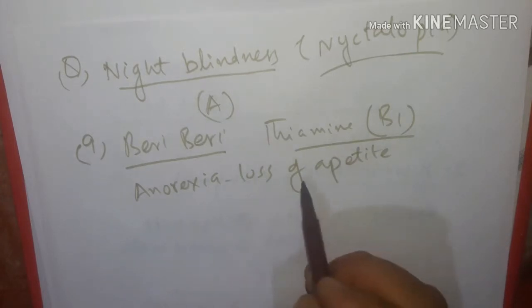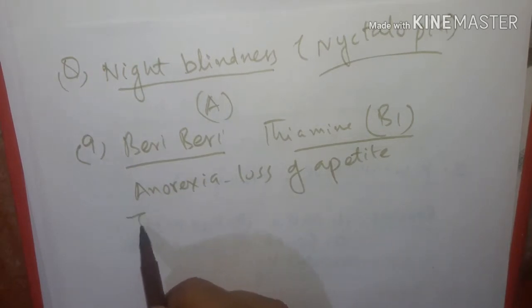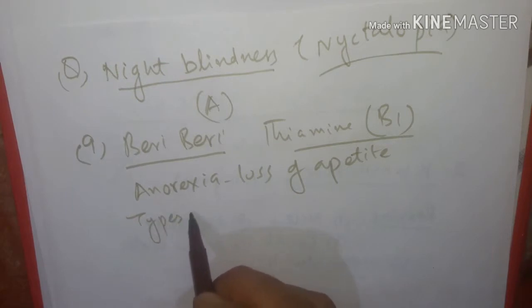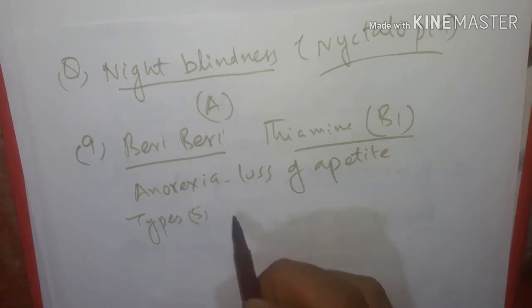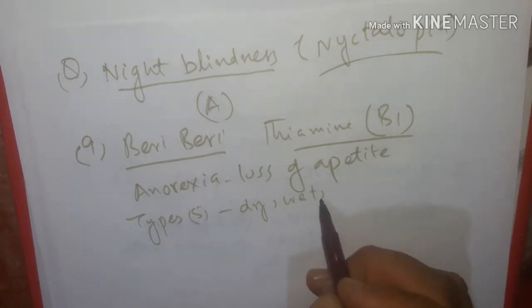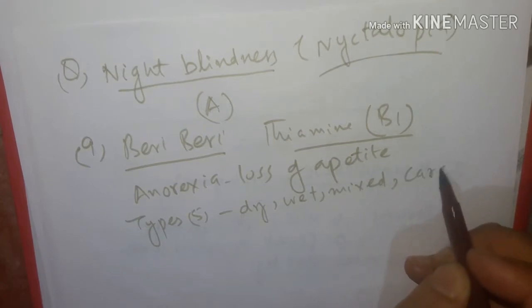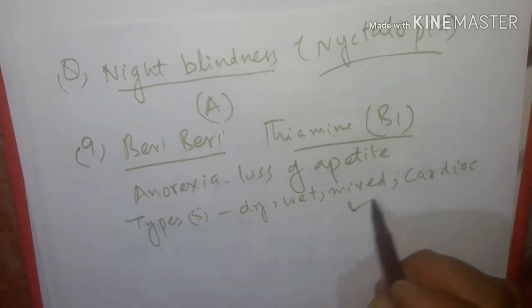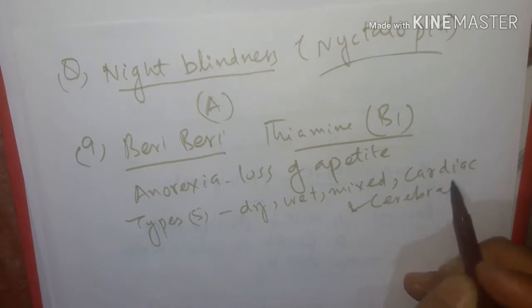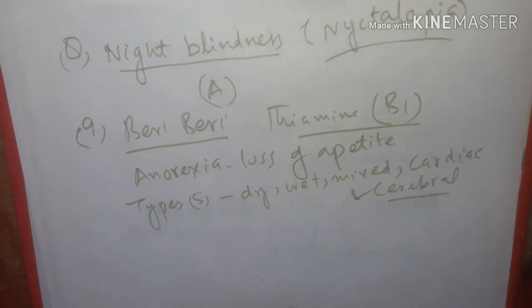Depending upon the system affected, this beriberi can be of many types. If we take the system affected, beriberi has 5 types: dry, wet, mixed, cardiac, and finally cerebral. So these are 5 types of beriberi. This is important because this is a thiamine deficiency.